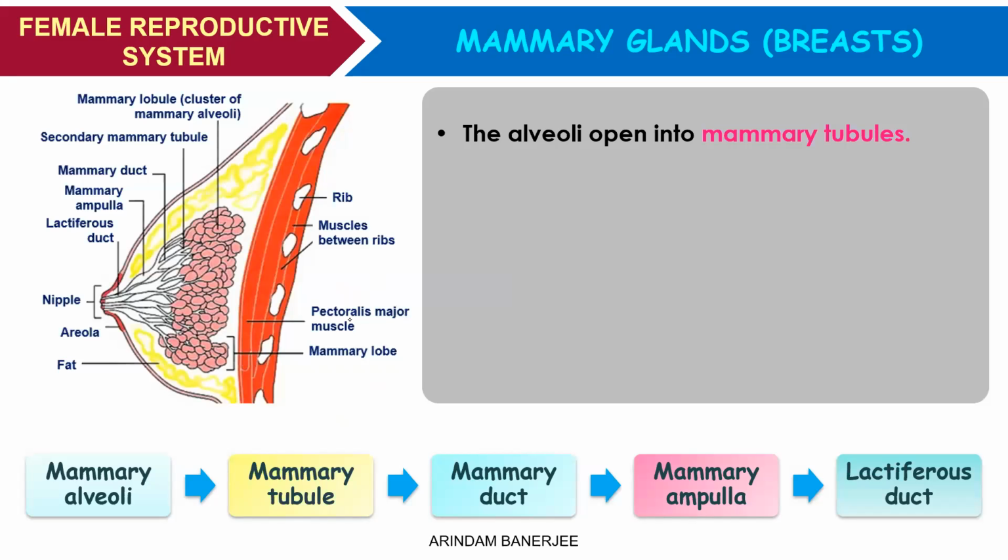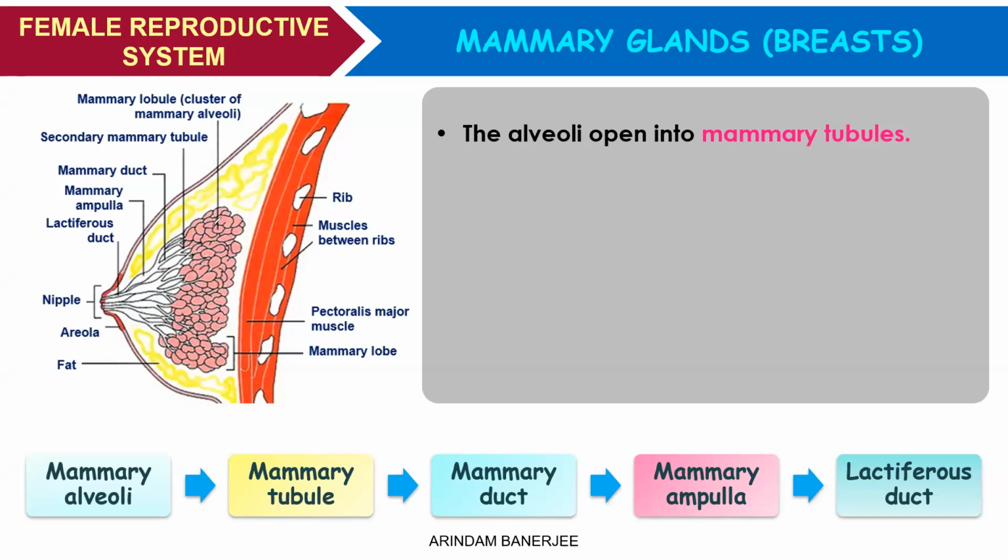If you see that structure, many mammary alveoli combine to form mammary tubules. Here you can see that structure. Lots of tubules are formed to form a duct. All the ducts are joined together to form the ampulla, and all the ampulla are joined together to form the lactiferous duct. So please write that down in your book, so you will remember how it is formed later.